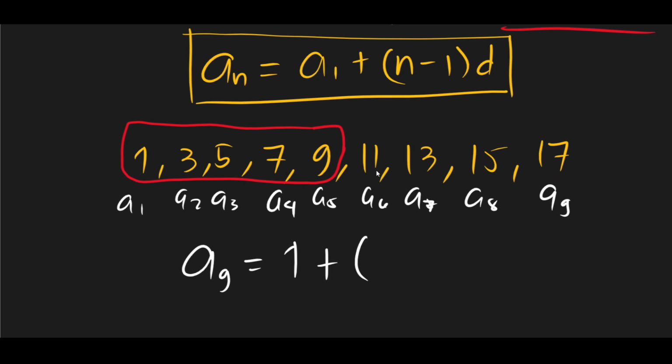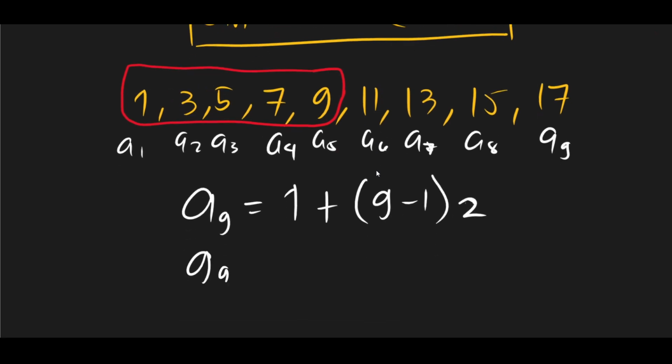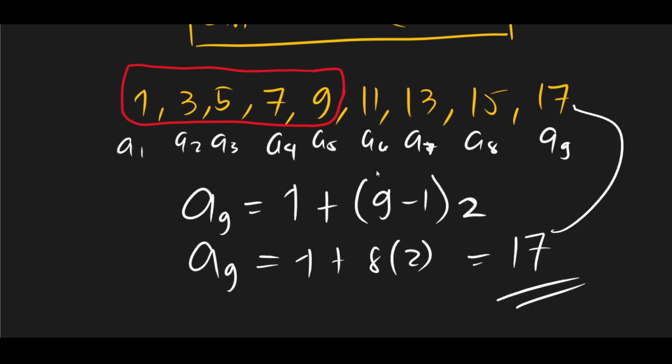And then plus n minus 1. We have 9 as our n. So we have here 9 minus 1 times d. What is our d? We know that our d, the common difference, is 2. So if we calculate it, a9 is equal to 1 plus 8 times 2, which is equal to 17 indeed. So you can calculate up to 1,000, whatever nth term you want.